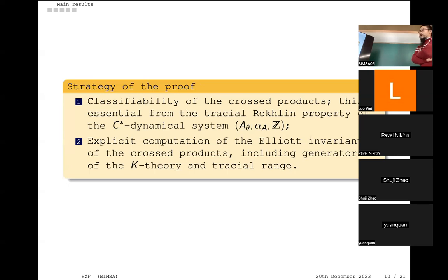So first of all, the proof is actually based on the power of the classification result of C*-algebras. So first of all, we need to show the classifiability of the resulting cross product. Basically, we need to check all of the assumptions in the classification result I mentioned at the beginning of this talk. That is separability and nuclearity or something like that. And this is indeed the case because this action has a very nice property. That is called the tracial Rokhlin property.